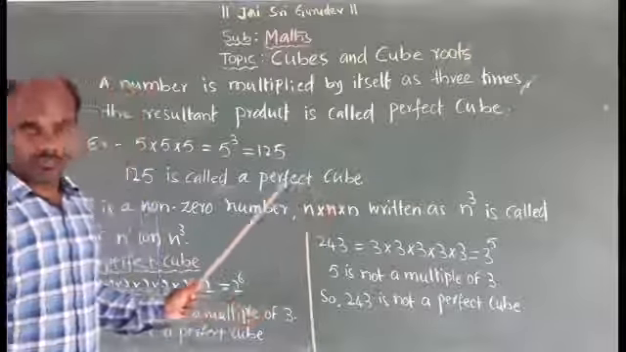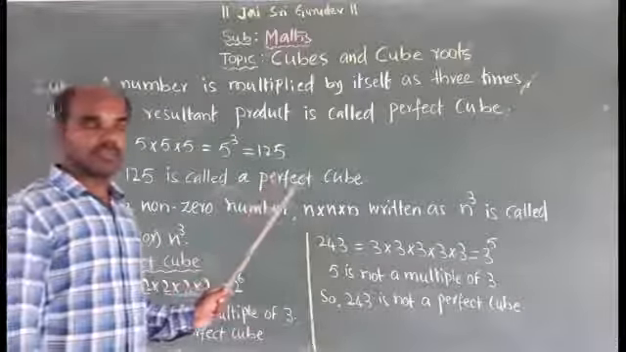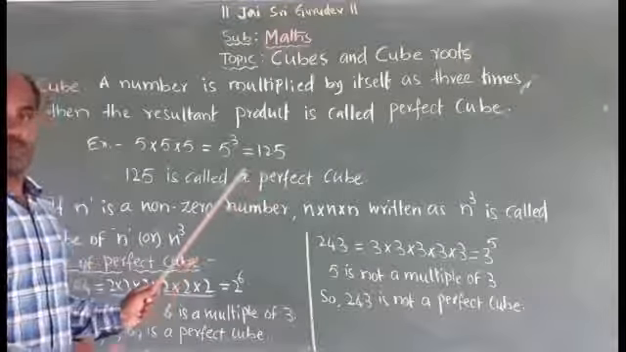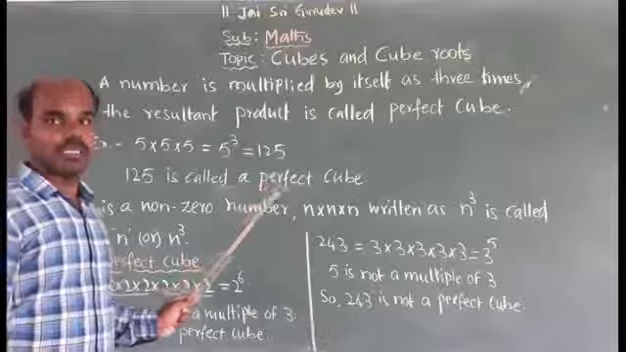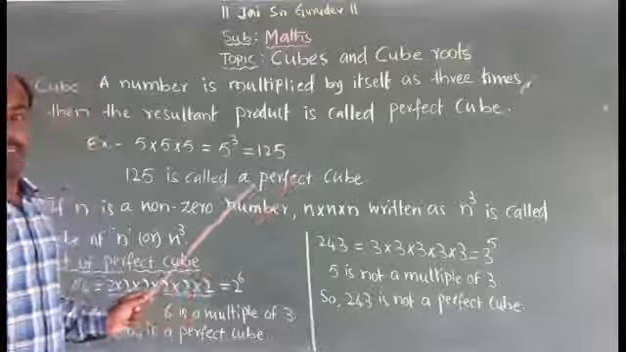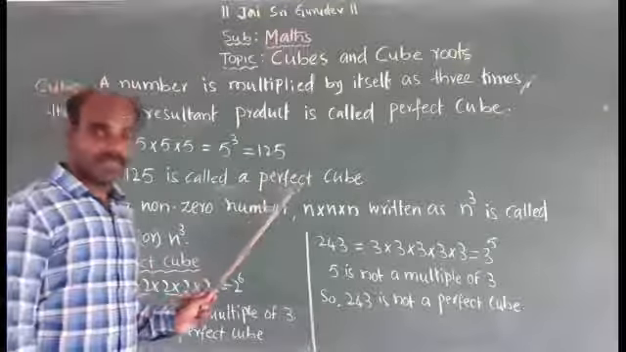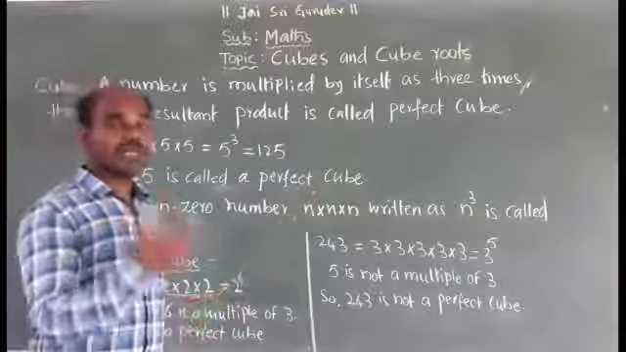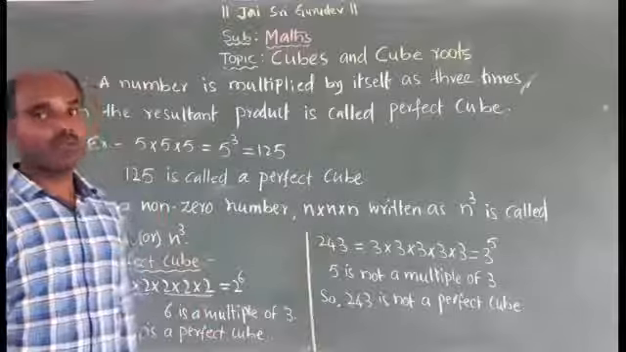So what are the perfect cubes? 1 into 1 into 1 is 1. Next, 2 into 2 into 2 is 8. Next, 3 into 3 into 3: 3 times 3 is 9, 9 times 3 is 27. It means 1, 8, 27 are perfect cubes.